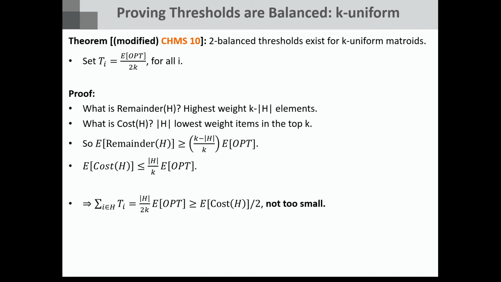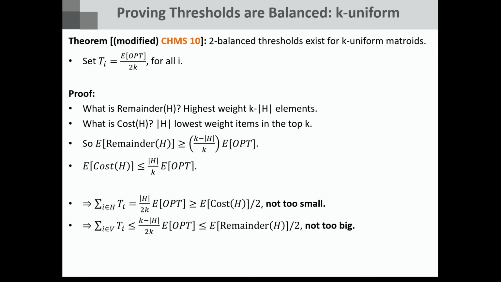Now let's see if we can prove that the thresholds are not too small. If we sum the thresholds for everything we accept, we get the following. We accept h elements, and each threshold is the expected opt over 2k. Immediately reading off what we have here, this is at least the expected cost over 2. So this tells you that the thresholds are not too small.